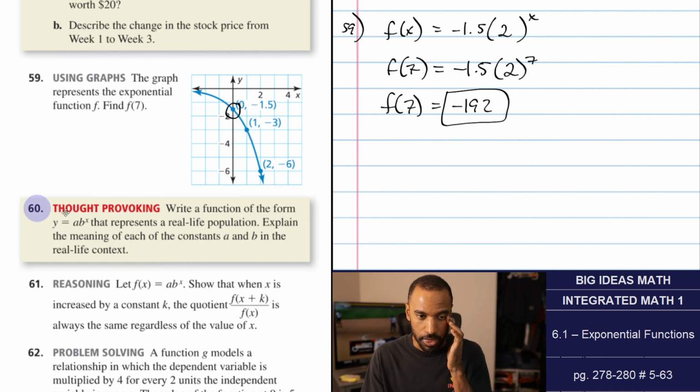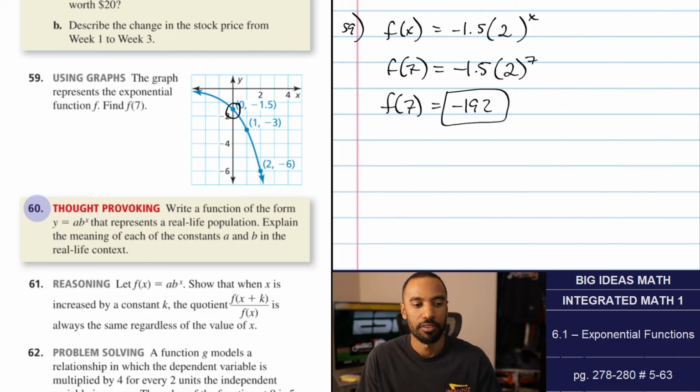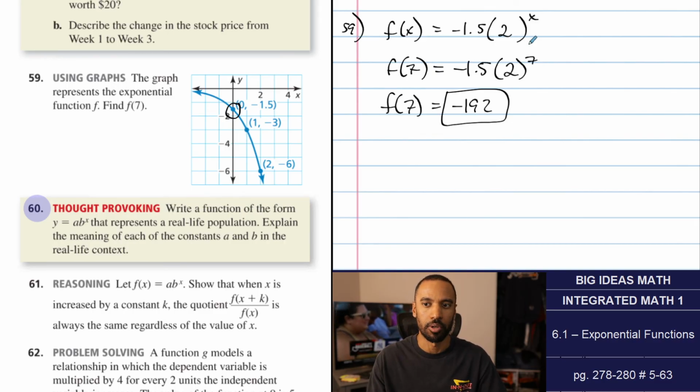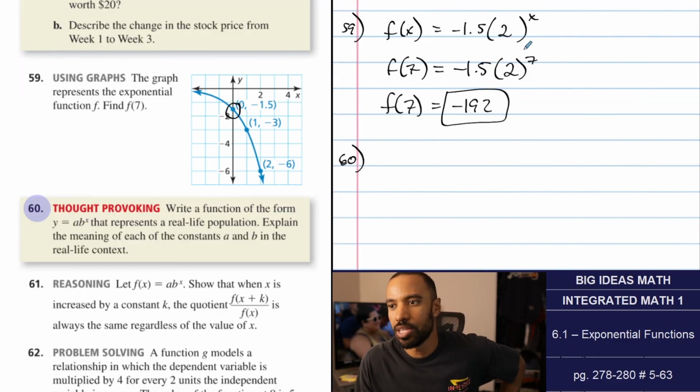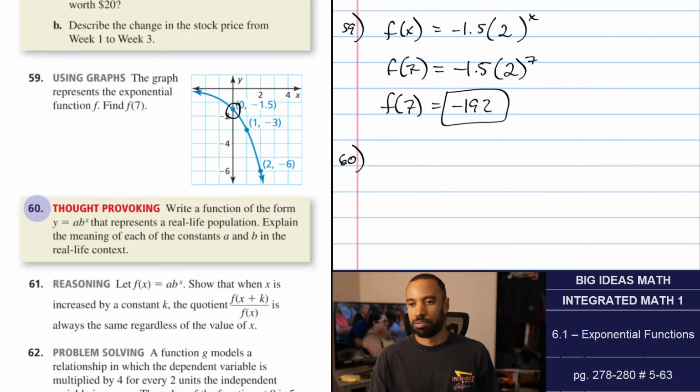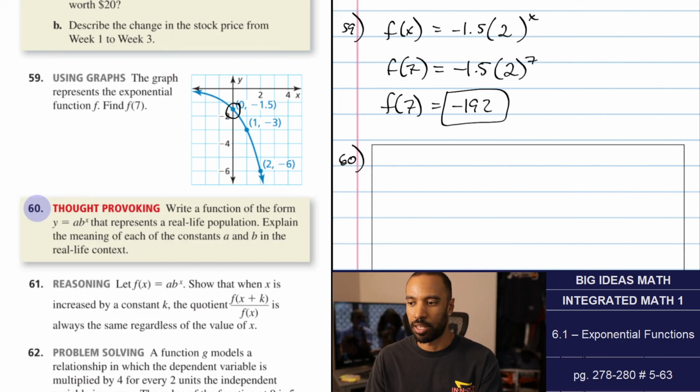Number 60, thought-provoking. Write a function of the form y equals ab to the x that represents a real-life population. Explain the meaning of each of the constants a and b in the real-life context. So you saw that one that was like the gas grills one. Populations might not double over time very fast. It might have a slow trickling of something like that.